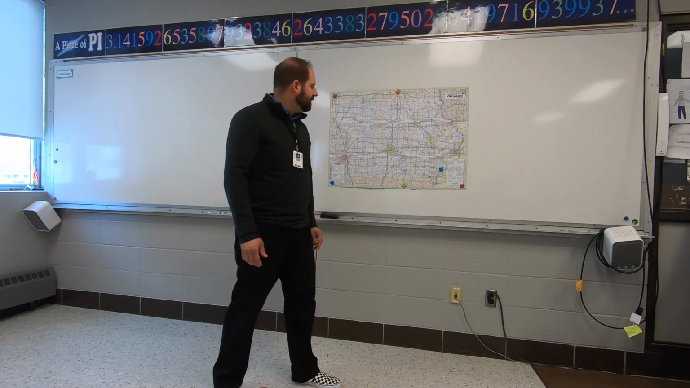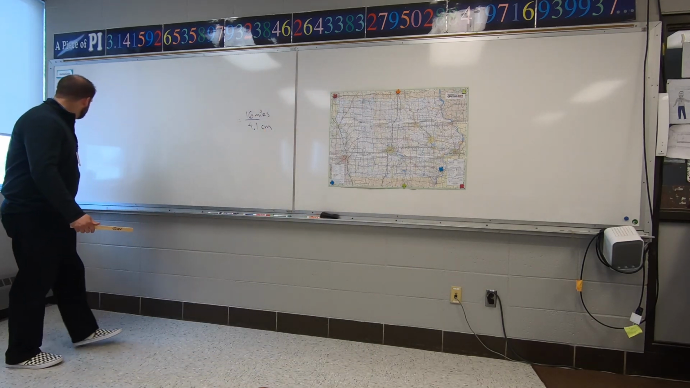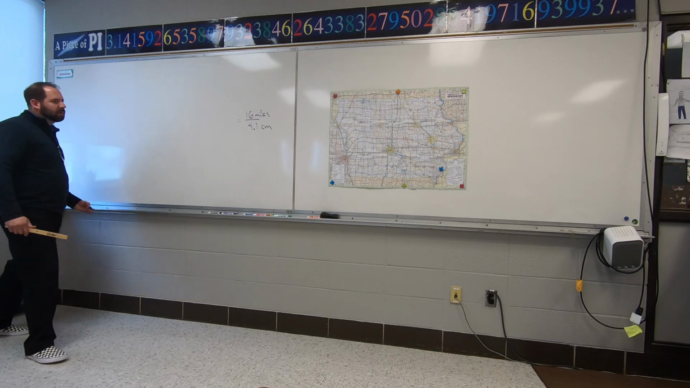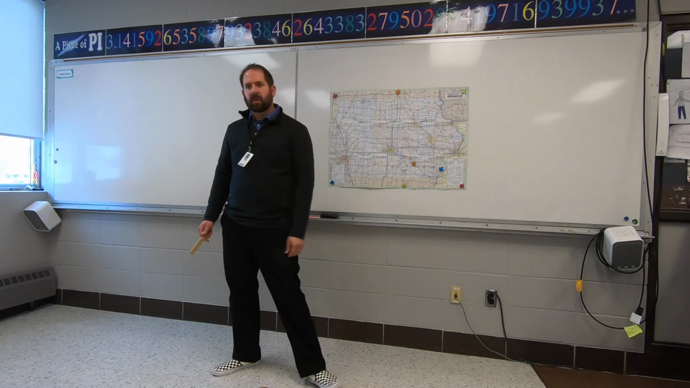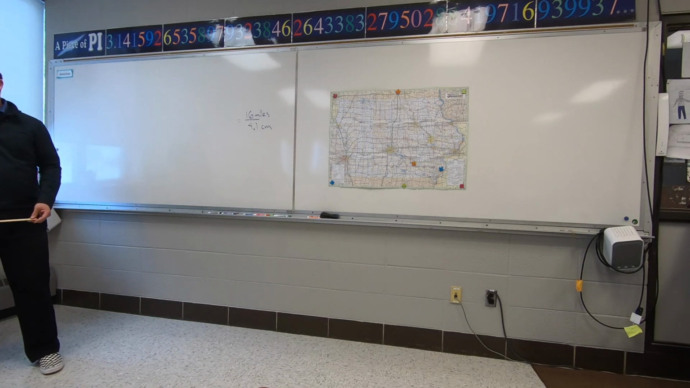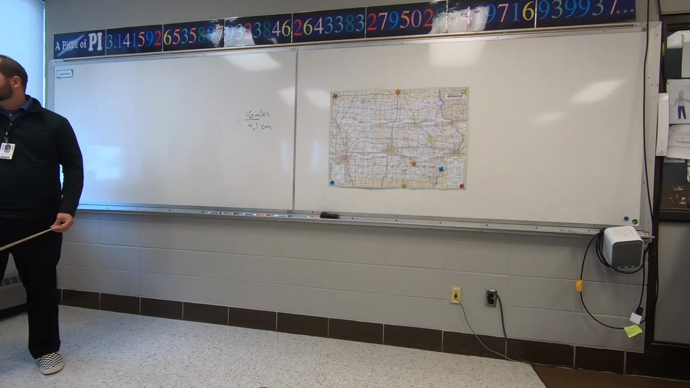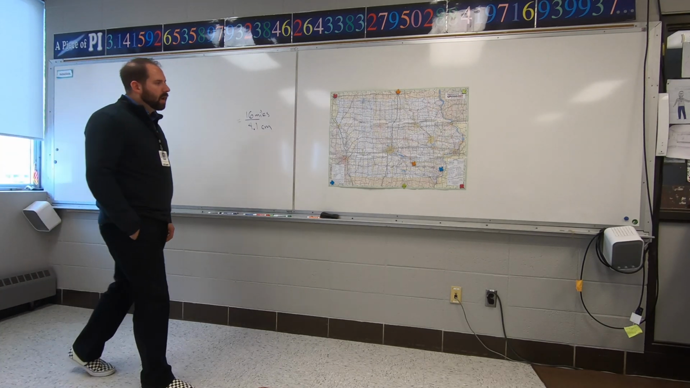I want to find the distance to Ottumwa. Sorry, I almost mispronounced that. Ottumwa is right here, right where the orange little arrow is. It's the next major city that's next to it. Okay, we're going to find the distance.